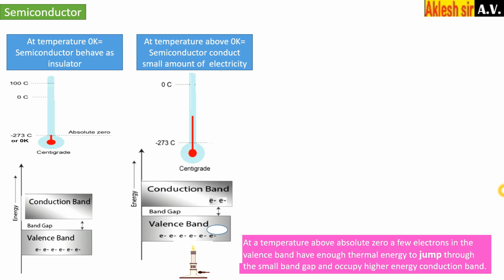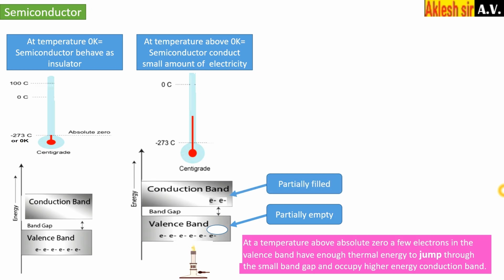So you can see here, now it is behaving slightly like a conductor. Depending upon what condition you are giving, it behaves like an insulator or a conductor. If you give a temperature of 0 Kelvin, it will behave like an insulator, and above 0 Kelvin, it will behave like a conductor. So here it is partially filled. The valence band is partially empty and the conduction band is partially filled.